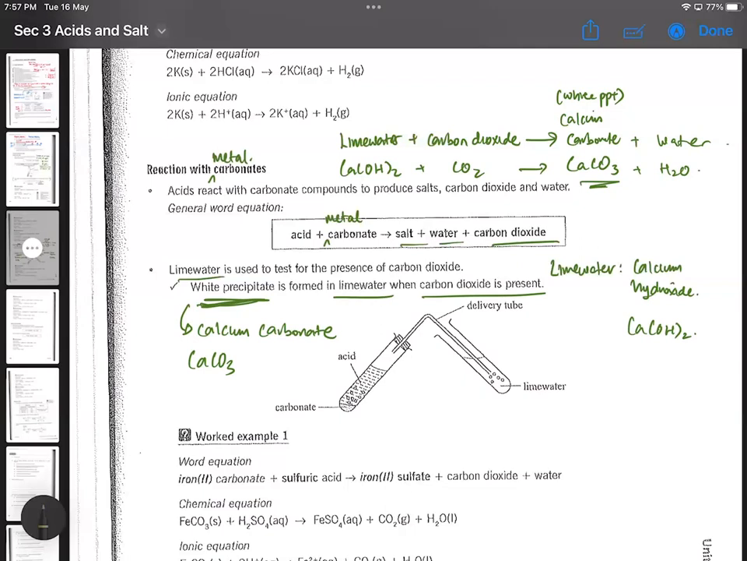When you react with metal carbonate, you get three items: salt, CO2, and water. And do know the respective testing agent, their chemical formula, the white PPT, what is that, all those things. Okay, any questions for acid and carbonate reaction? Anyone have a question, please sound up.